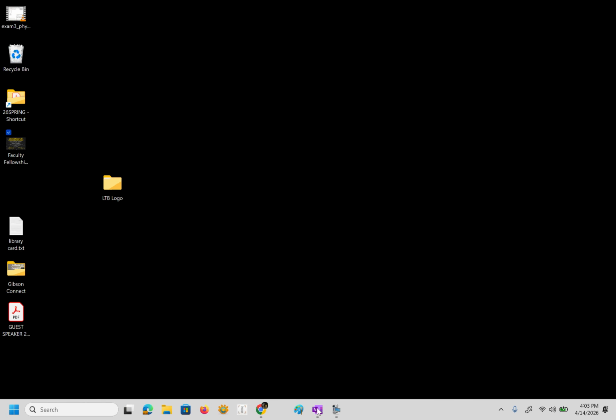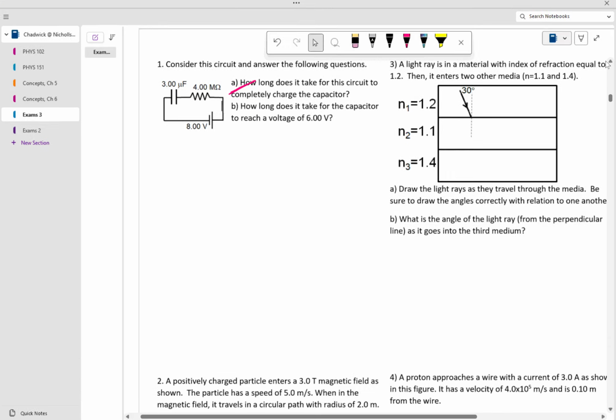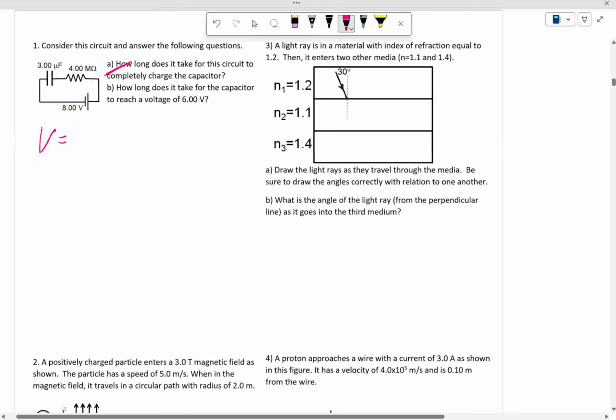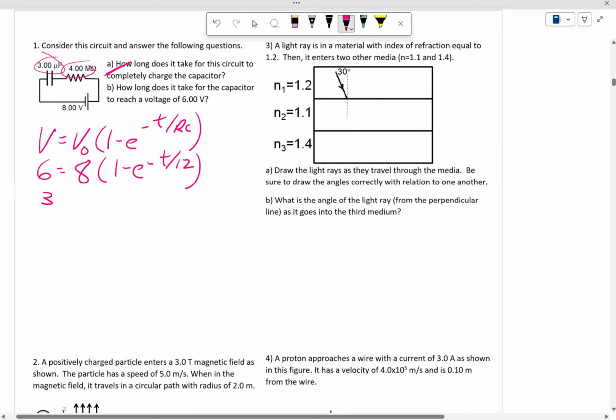So I'll have to calculate that. Say V equals V naught times 1 minus e to the minus t over RC. That is 6 equals 8 times 1 minus e to the minus t over RC. That's 4 times 3. That's 12. And then I can divide both sides by 8. That's 6 over 8, which is 3/4, equals 1 minus e to the minus t over 12. Subtract 1 from both sides. That's negative 0.25 equals negative e to the minus t over 12.